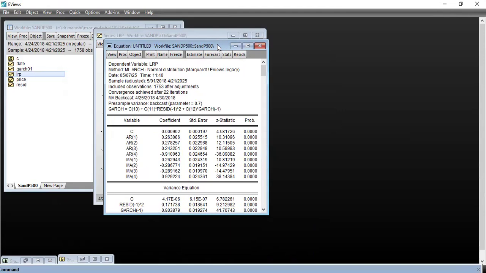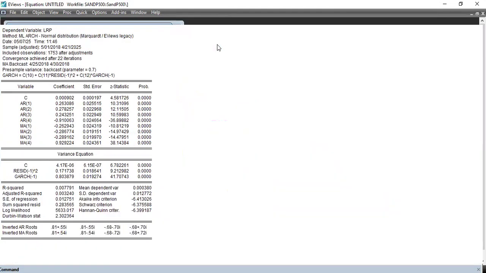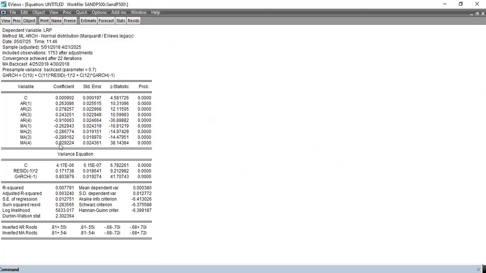Now be with me. In this case, this is GARCH 1 1. This is the variance equation. This is the mean equation. This is ARCH and this is GARCH. It is called GARCH 1 1. So GARCH 1 1 is telling us, in fact, that the positive and negative shocks have the same effect.